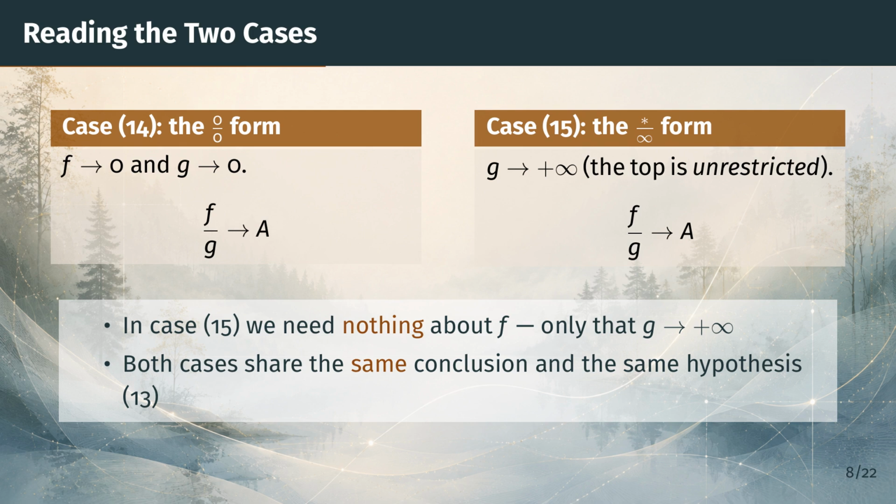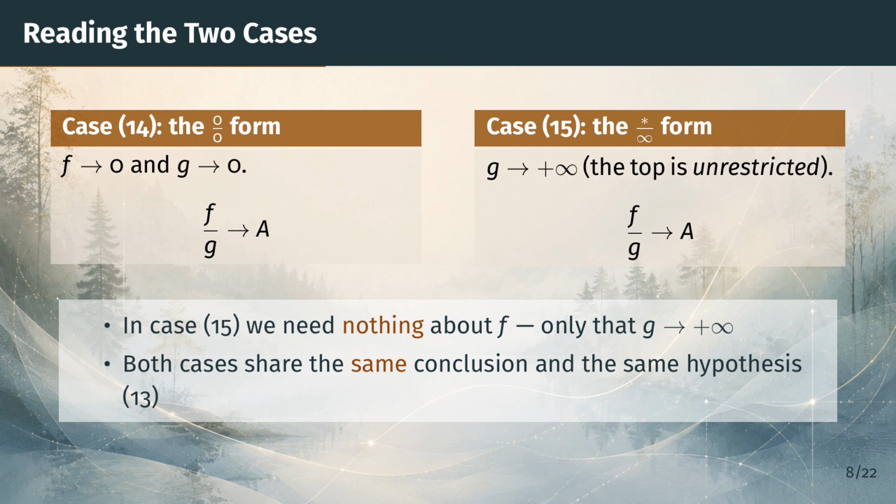On the left is the 0 over 0 form. Both f and g tend to 0, and the conclusion is that their ratio tends to a. On the right is the infinity case. Here we only require that g tends to plus infinity.